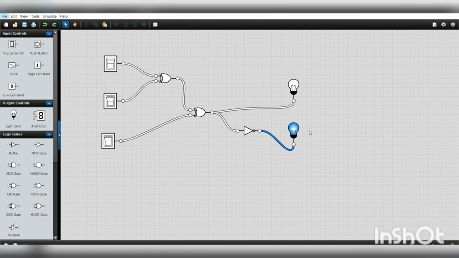So when all your inputs are 0, your even parity is 0 and your odd parity is 1. If you give the inputs as 0, 0, 1, your even parity is 1 and your odd parity is 0. And if you give the inputs as 0, 1, 1, your even parity is 0 and your odd parity is 1. And if you give the inputs as 1, 1, 1, your even parity is 1 and your odd parity is 0.